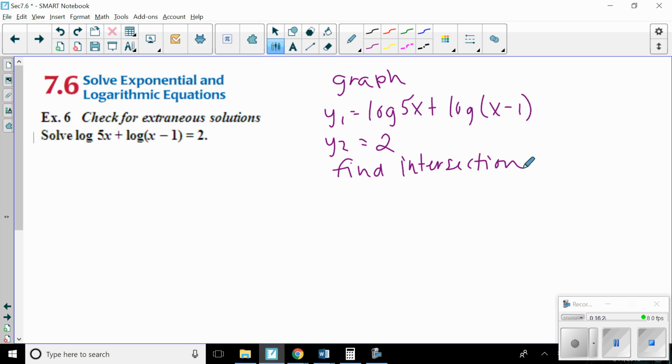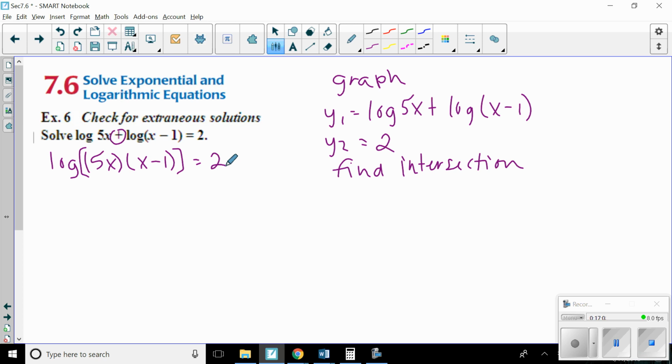Now the second way you can do this, because you won't always have your graphing calculator available on quizzes or tests, is to use algebra. So you want to think of your properties of logarithms. Since we're adding here, that means we're using the product property. So log of 5x plus log of x minus 1 is the same as log of 5x times x minus 1, and that's equal to 2.